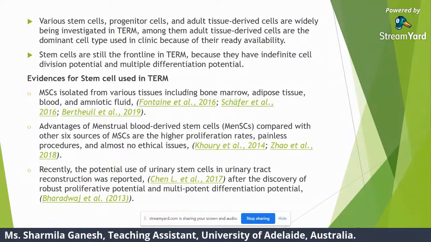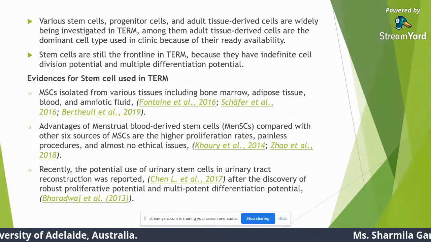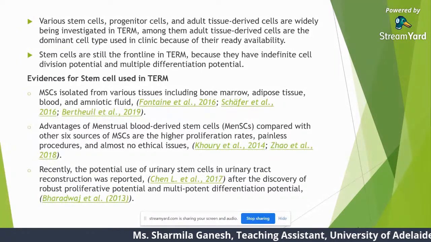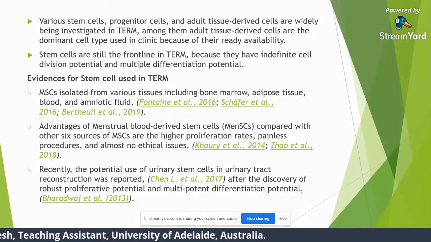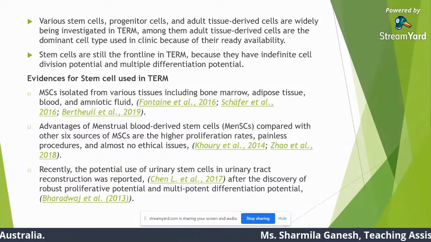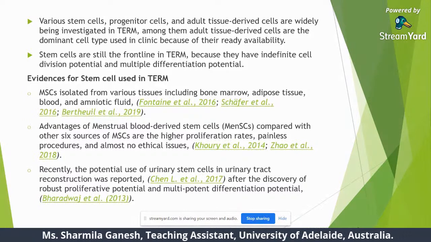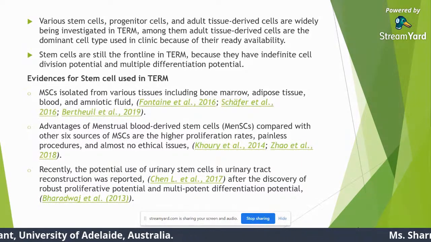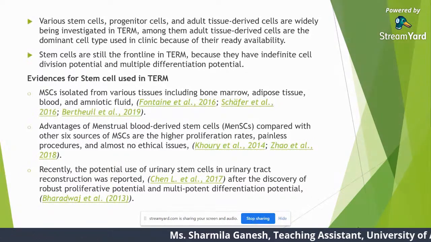As I said, various stem cells, progenitor cells, and adult tissue-derived cells are widely being investigated in TERM. Among them, the adult-derived cells are the dominant cell type used in clinic because of their ready availability. And of course, the stem cells are the frontline in TERM because they have an indefinite cell division potential and multiple differentiation potential. So here I have mentioned few evidences of stem cells which are being used in TERM.